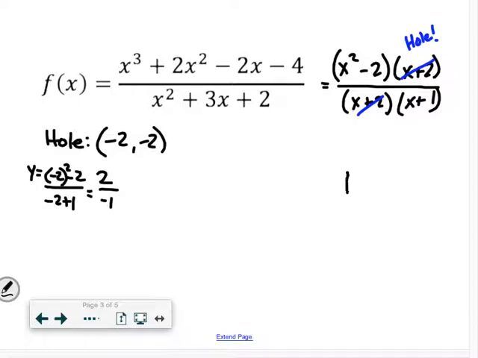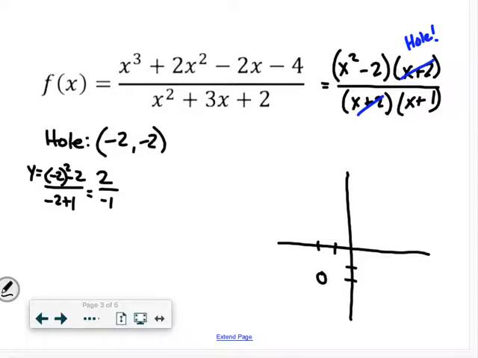Now, I could, if I wanted to, graph as I go along. So then I could go left 2 and down 2, and there's a hole. You can consider that one point on your graph, so it will help you determine where your graph is going to be.